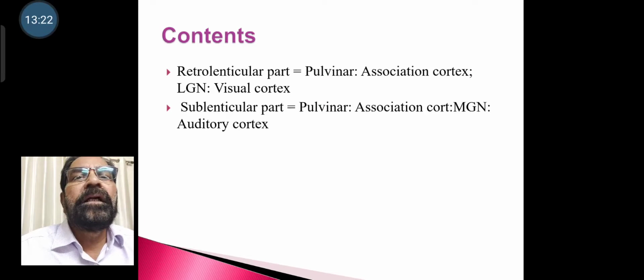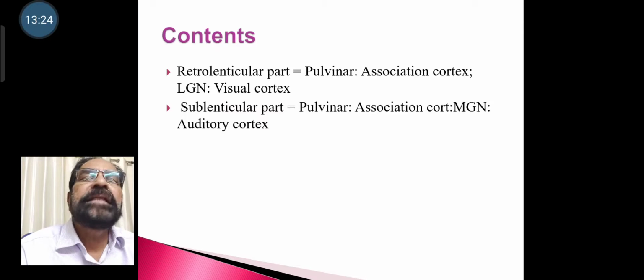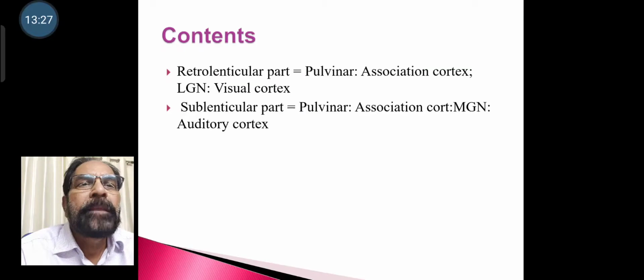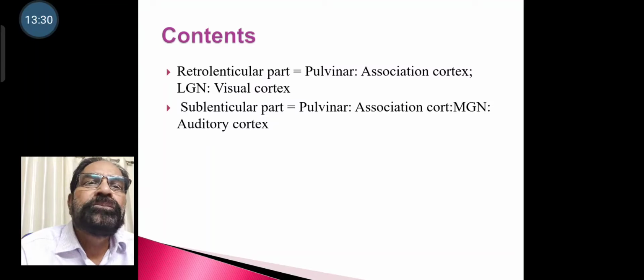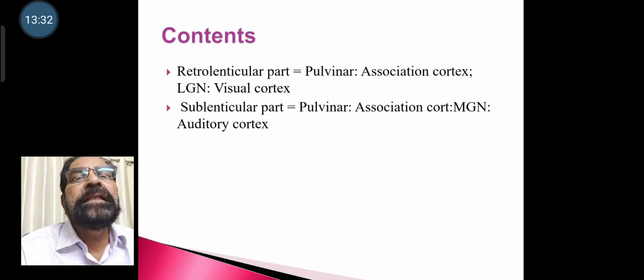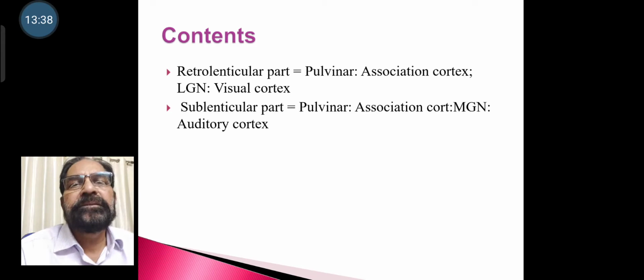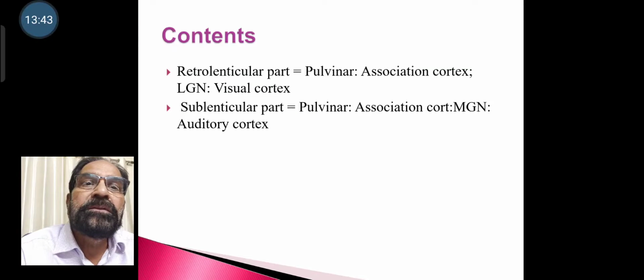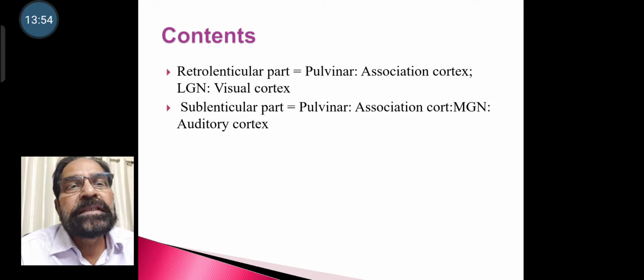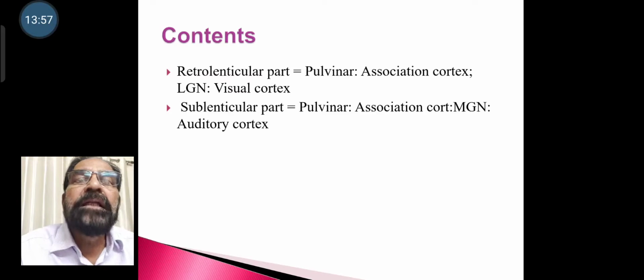The retrolenticular part is associated with pulvinar nucleus, that is association cortex, and it is coming from the lateral geniculate body and visual cortex. Then we have the sublentiform part of the internal capsule, and it has the pulvinar nucleus, that is association cortex, and its nucleus is medial geniculate nucleus, and it is relating to auditory cortex.